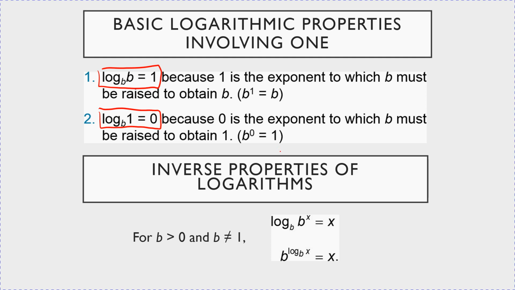Then we also have the inverse properties of logarithms. Again, b has to be greater than 0 and b cannot equal 1. If you have log base b of b raised to the x power, think about the bases canceling each other out. Not really what's going on, but we'll talk about advanced rules of logs later, and this will make more sense. But this is just equal to x. Same deal here: if you have b raised to the log base b of x, that's just equal to x. So let's work some examples involving these.